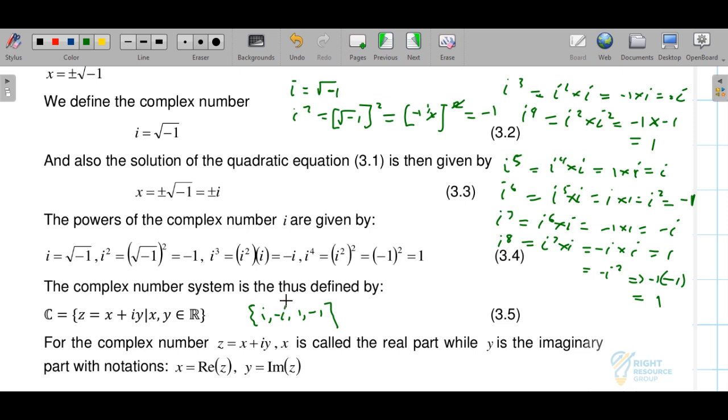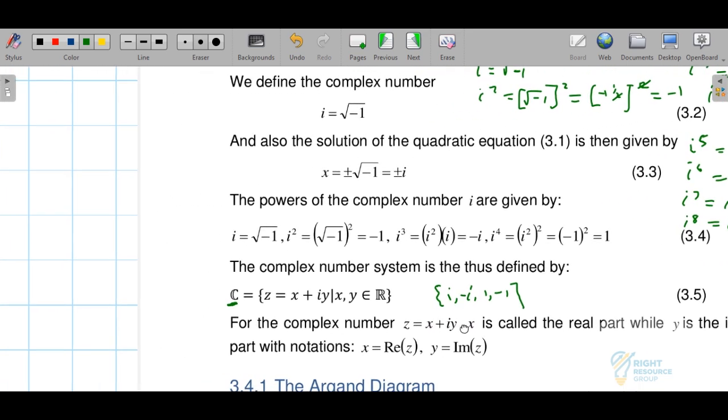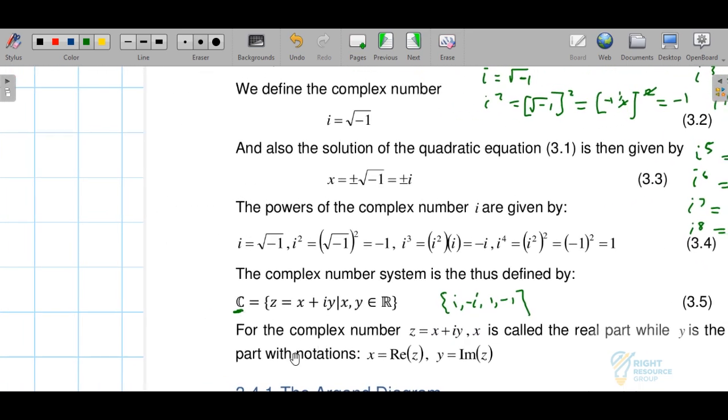So let's look at what is called the complex number system, right? Remember from when we spoke about the family tree of numbers, we presented complex numbers as C. A complex number is represented as z equal to x plus iy.